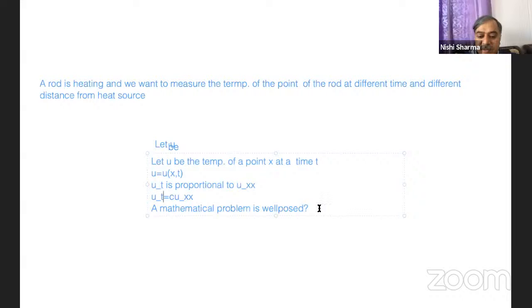Number one, when we say the problem is well posed, the solution of the mathematical problem, or we call it a model. You might have heard this word also, mathematical model. The solution of the mathematical problem exists.